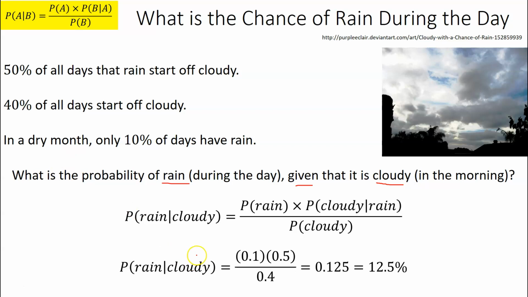So here we go. The probability of rain, 10% because it was on those dry months. So that's going to use that number right there. Then the reverse conditional. 50% of all days that rain start off cloudy. So I guess we're really talking about when it starts off cloudy here. So that's my reverse conditional probability. And then the probability of being cloudy, well, 40% of all days start off cloudy. So that's, of course, that one. And you end up with 12.5% probability that it's going to rain given it's cloudy.